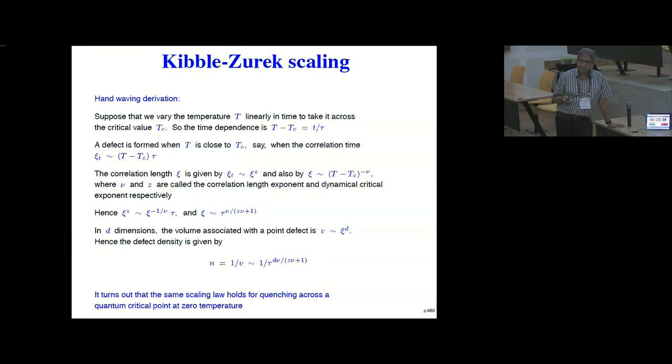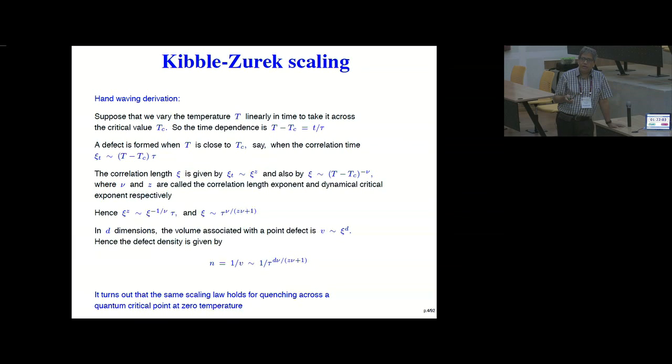Let's say a defect is formed when the temperature is close to Tc, so when the correlation time, xi_t, is (T minus Tc) times tau. That just follows from this equation, because xi_t is the time when the defect is formed. And the defect is formed only when you're very close to the critical temperature. If you're far away, then you don't form defects. If you're deep in the ordered or deep in the disordered phase, you don't produce defects. You only produce them when you approach the critical point.